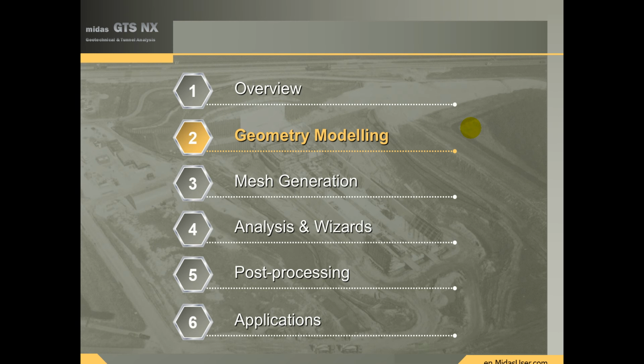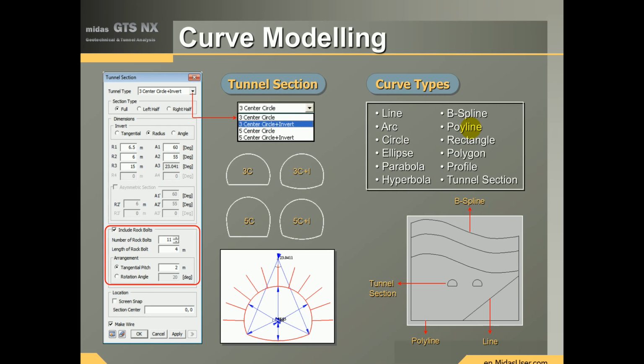So, going into geometry modelling. Looking at curve modelling, there are multi-CAD-based features to generate non-regular complex 2D and 3D geometry and sections. NX also has built-in templates to generate tunnel cross sections quickly, along with definition of rock bolts, where the elements are built into the wizards for ease of selection. And we've got different curve types: lines, arches, circles, ellipses, everything like that, so you can draw up the model quickly and easily.